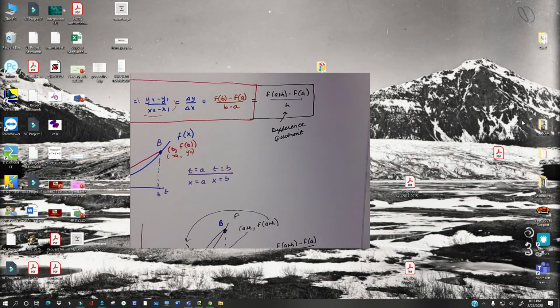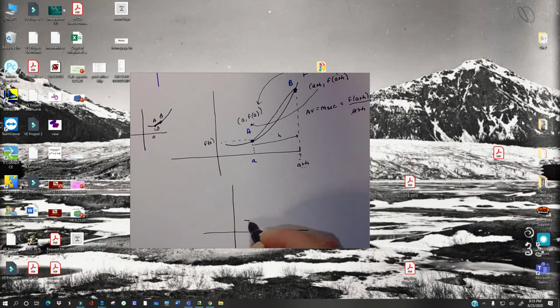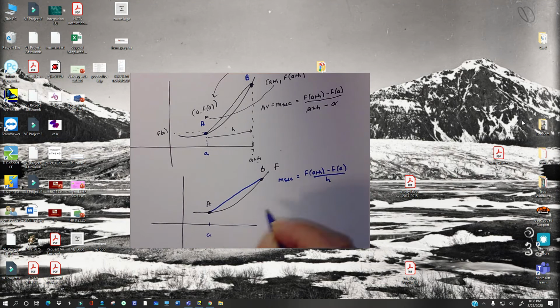It'll get clearer soon. The problem is, I'm going to take the same graph. So here's my function f, here's my point A, here's my point B. And we can easily find the slope of that secant line. We know that the slope of the secant line, which is average velocity, is f of A plus H minus f of A all over H, right? We just determined that. So let me move this over. This is my A. This is my A plus H here.